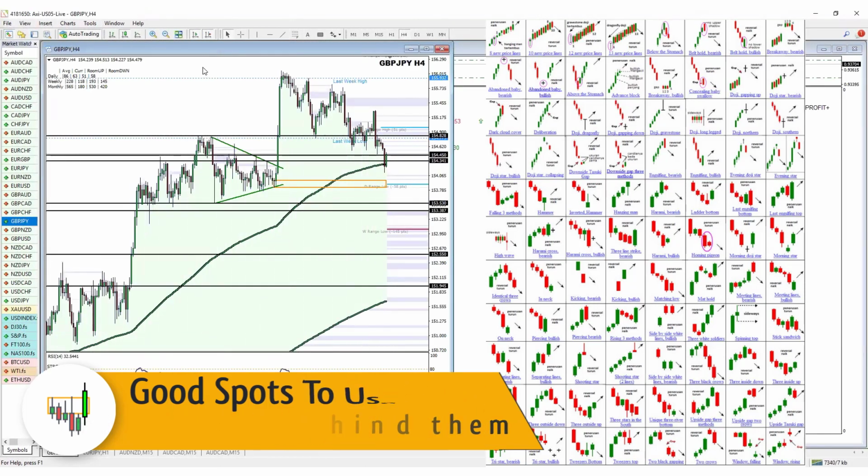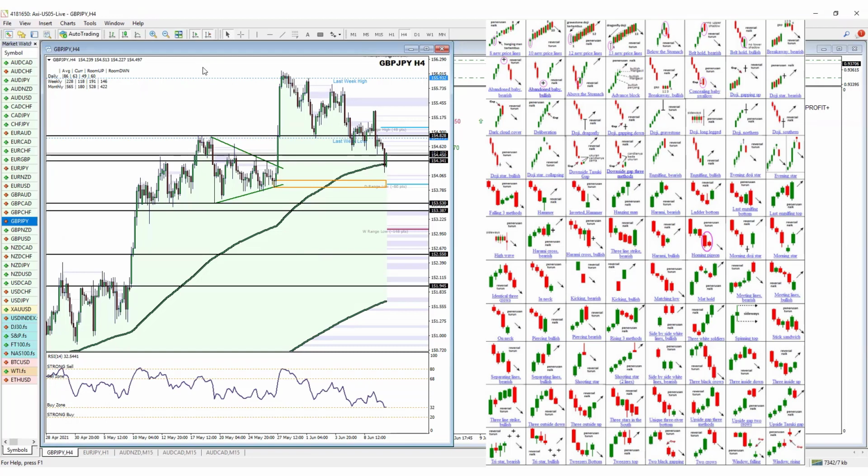Okay, so let's talk the main candlestick patterns. There are loads and loads of candlestick patterns out there, but there are only a core few that I have found over the last decade that are useful.